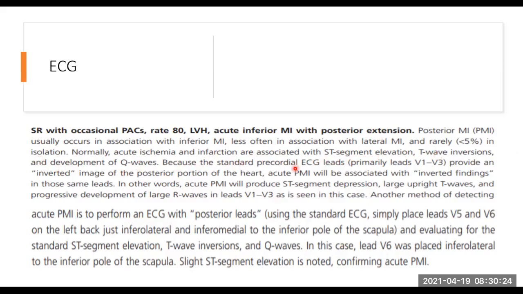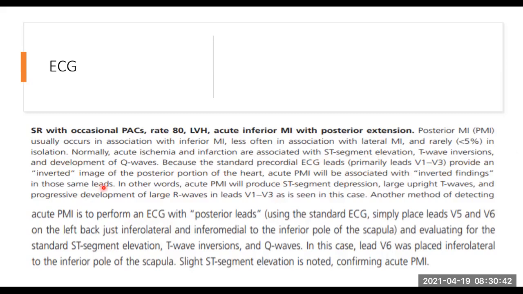Because the standard precordial ECG leads, primarily V1 to V3, provide an inverted image of the posterior portion of the heart. Like we say, they're sitting at the front. So they're looking at the back, but from the wrong side. Acute PMI will be associated with inverted findings in those same leads.